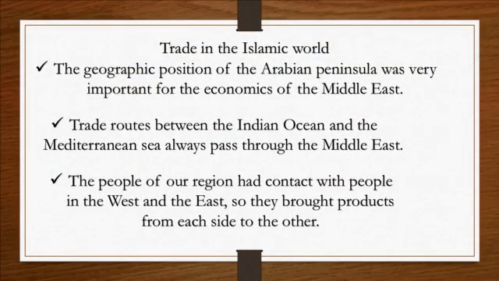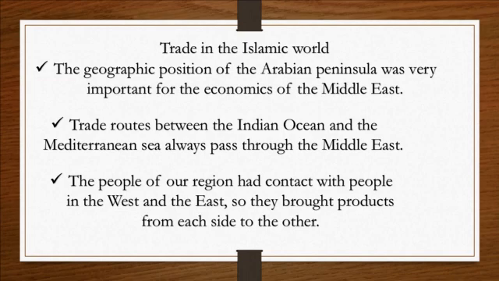Let's go to trade in the Islamic world. How was the Islamic world? And why is it that the Islamic world is benefiting a lot from the other world? It's because the geographic position of the Arabian Peninsula was very important for the economics of the Middle East. The trade routes between the Indian Ocean and the Mediterranean Sea always pass through the Middle East.